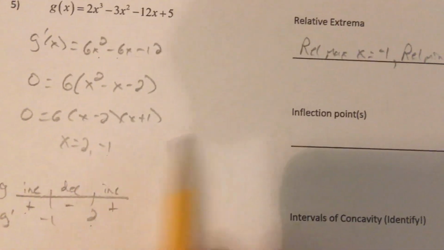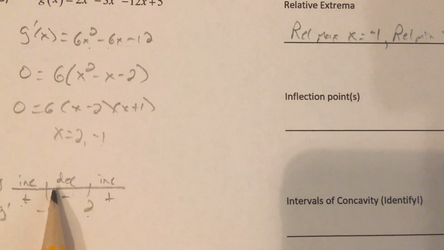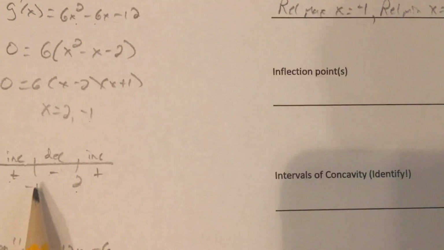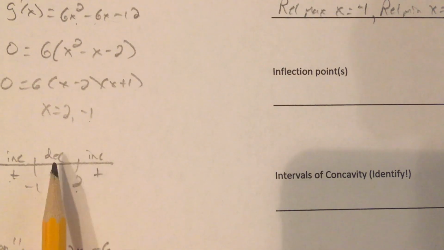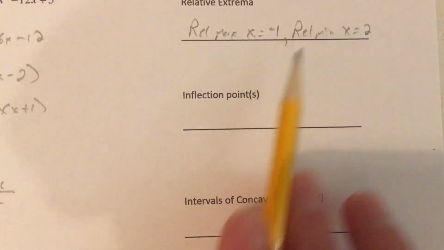So as far as relative extrema goes, since the derivative switched from positive to negative, we're going from increasing to decreasing. -1 is a relative maximum. And because the derivative switched from negative to positive, we're going from decreasing to increasing. +2 is a relative minimum.